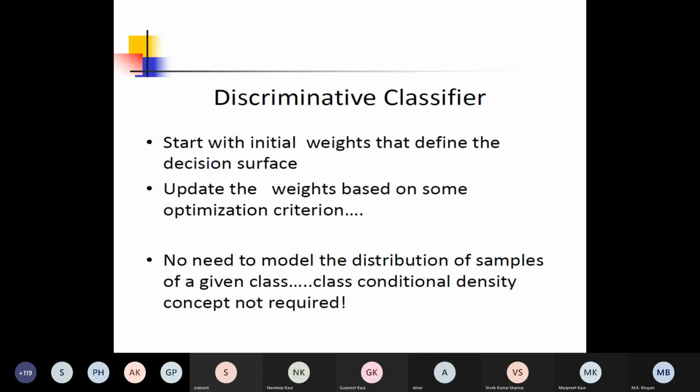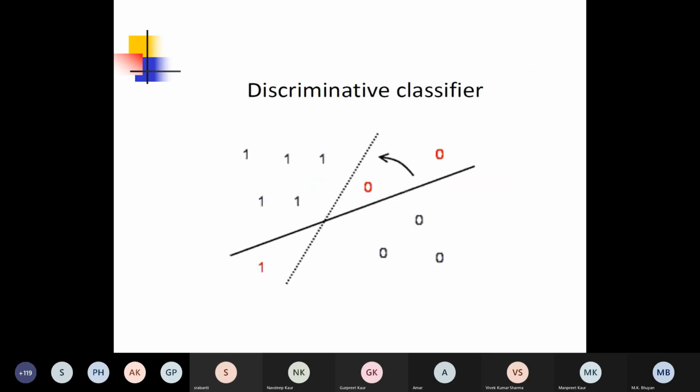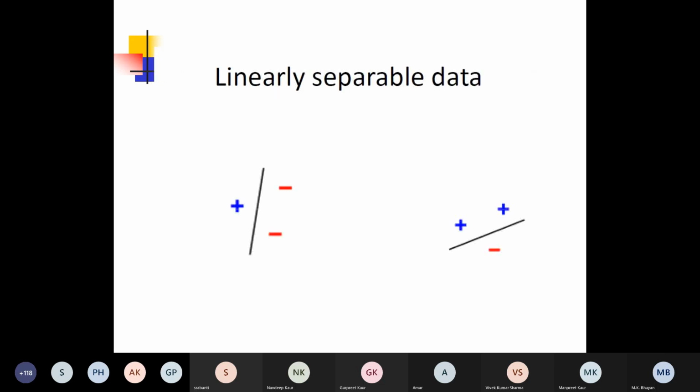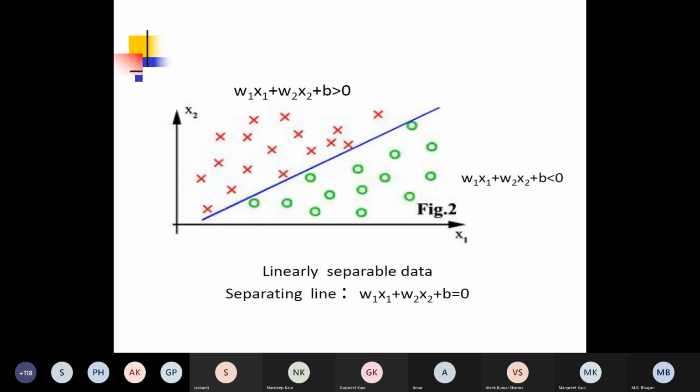And you can see some of the classes are linearly separable. This is the linearly separable data. One is the red, another one is the green. Based on this function, W1 x1 plus W2 x2 plus B greater than 0 corresponds to a particular class, and W1 x1 plus W2 x2 plus B less than 0 corresponds to the other class. So this is the linearly separable data. And what is the equation of the separating line? The equation of the separating line is W1 x1 plus W2 x2 plus B equal to 0.